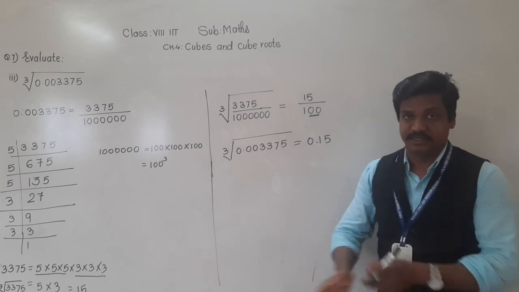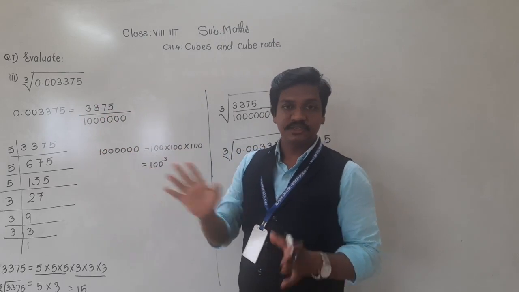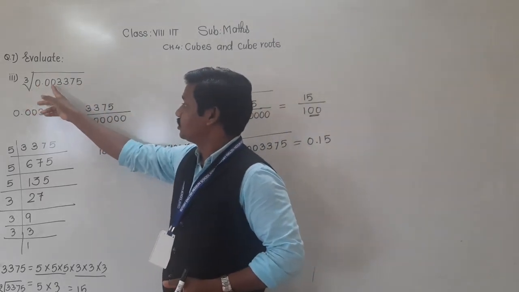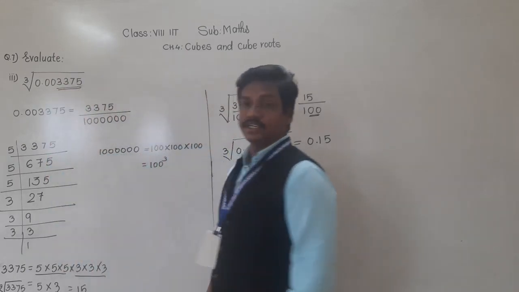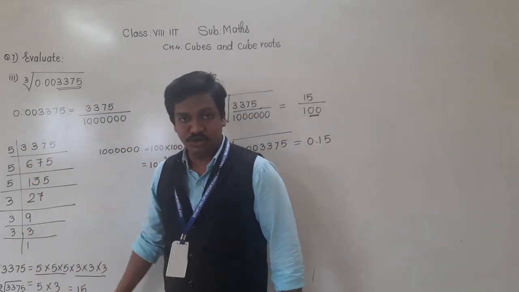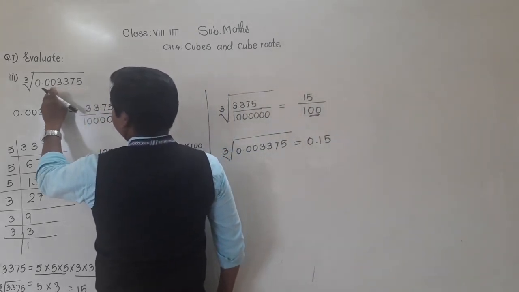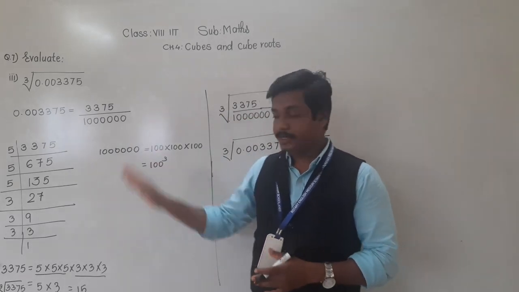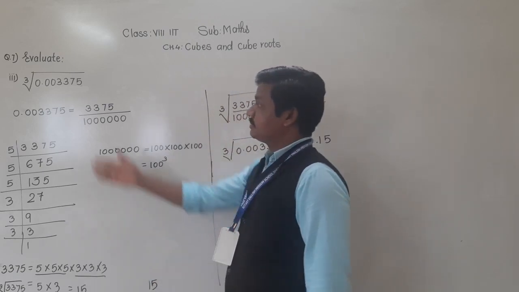This is the traditional method. Now I will tell you a shortcut. Instead of converting this decimal into a common fraction, there is a shortcut directly. See here, 0.003375. So here which number can you see? 3375. Once you find the cube root of 3375, you get 15. Now what to do? Count here. There are total 6 decimal places. How many decimal places are there? 6.